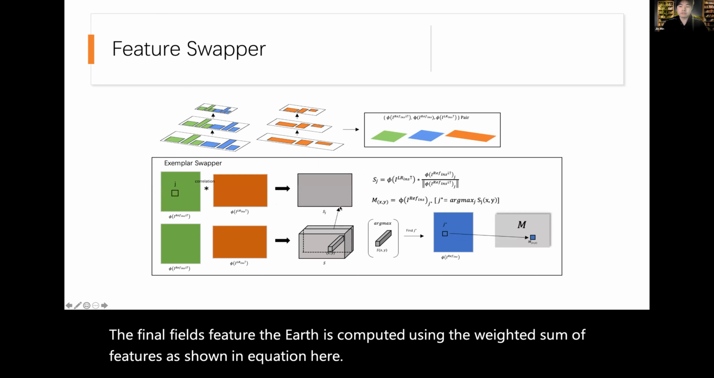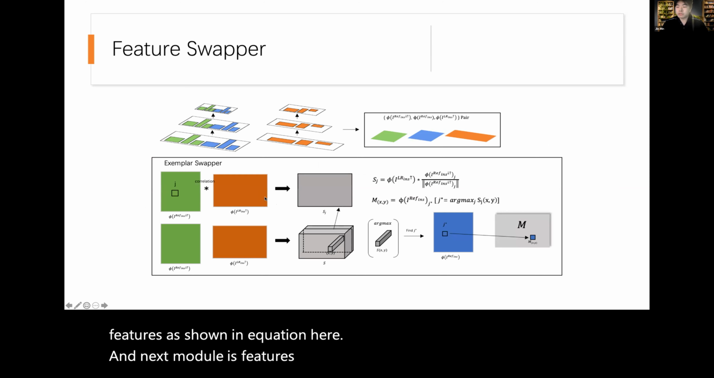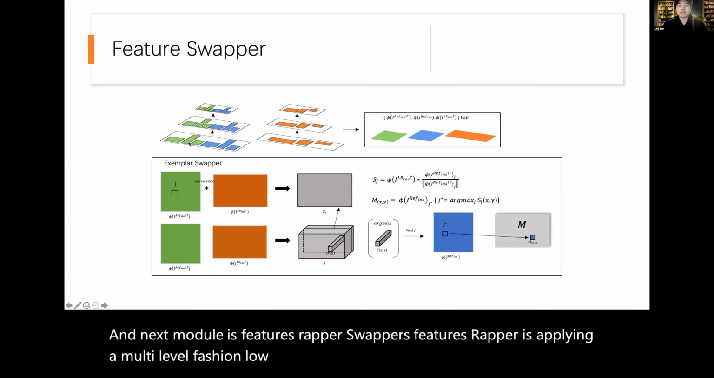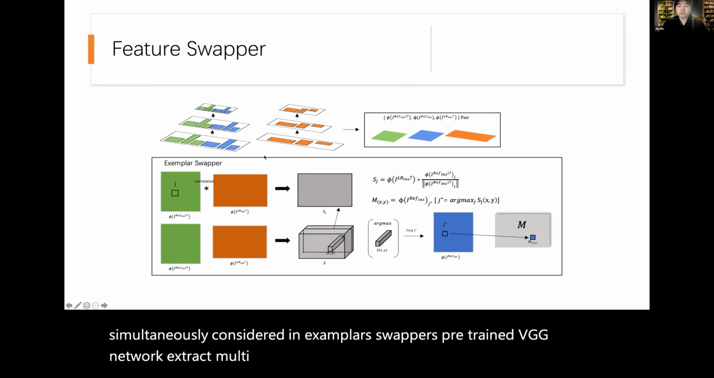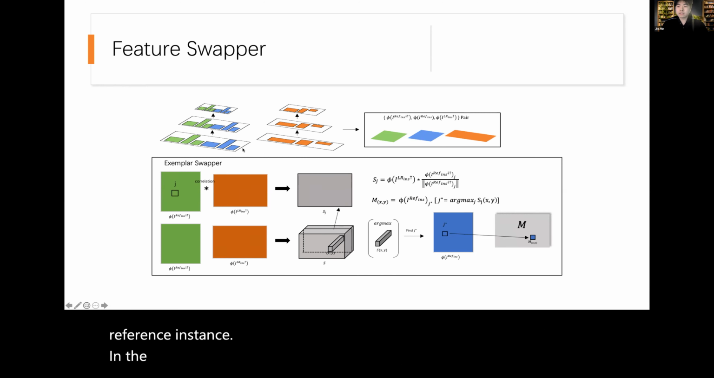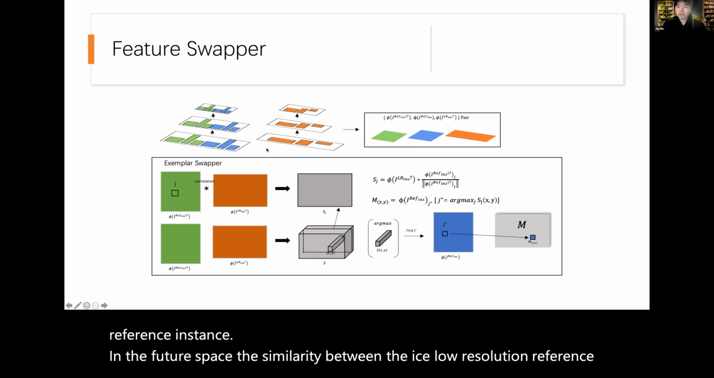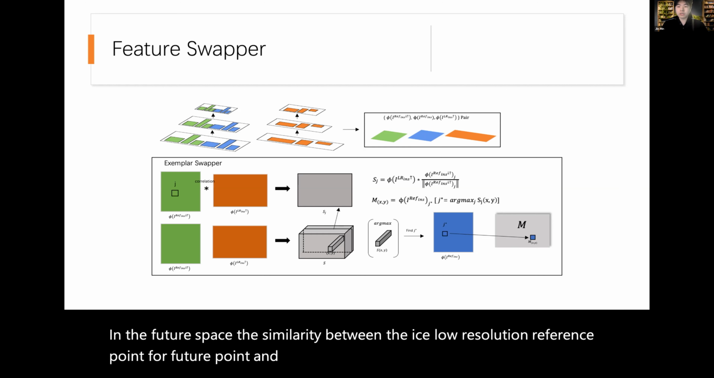And next module is feature swapper. Feature swapper is applied in a multi-level fashion. Low-level texture and high-level semantic similarity are simultaneously considered in exemplar swappers. A pre-trained VGG network extracts multi-level features of the low-resolution instance and reference instance. In the feature space, the similarity between the I's low resolution reference feature point and the J's reference feature point could be calculated using an inner product.